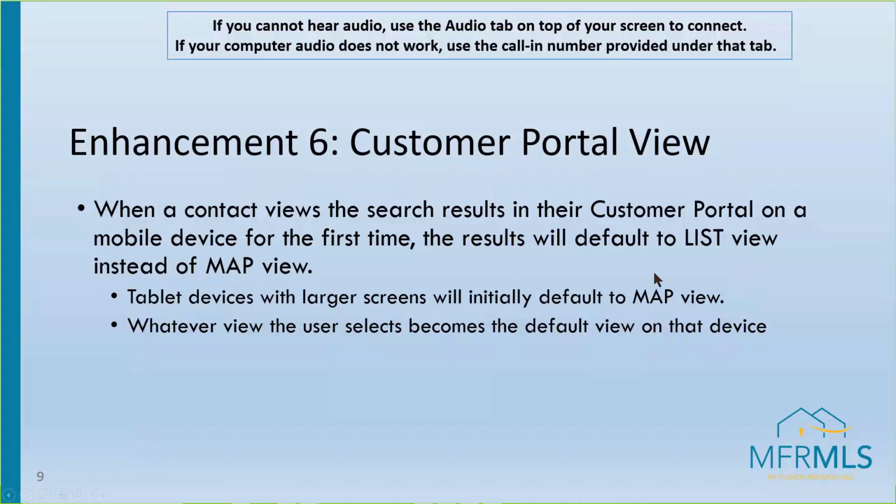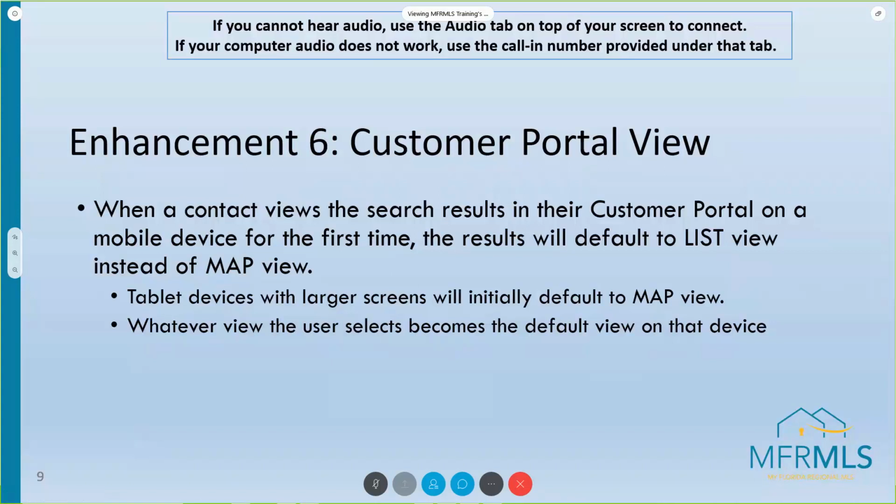But when your customer logs into their portal from their mobile device, if they were to change the list view back to map view, or to a different view or to a gallery view, that new view they select would be the default view moving forward. So as a recap, what this enhancement did: when a customer opens their portal on a mobile device, the default view on that device is now a list view and not a map view, but the view can be changed. Whatever view is then selected becomes the default view moving forward.